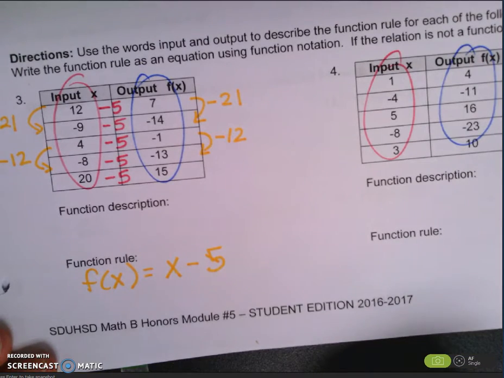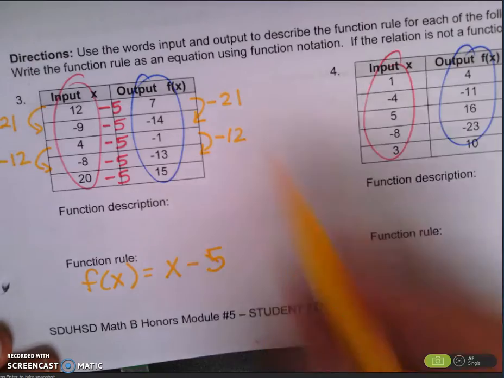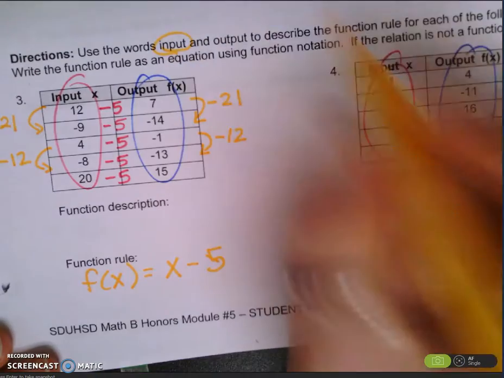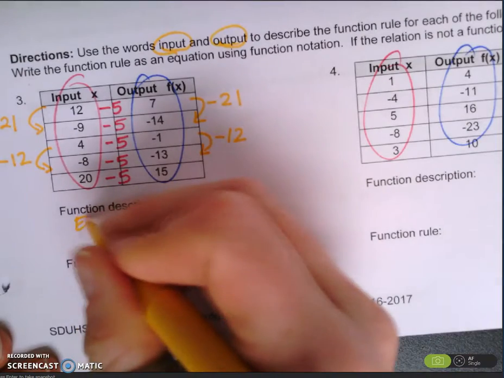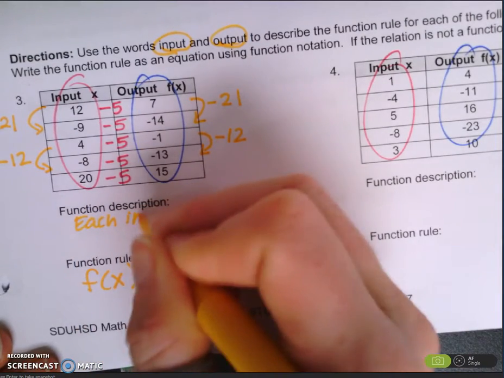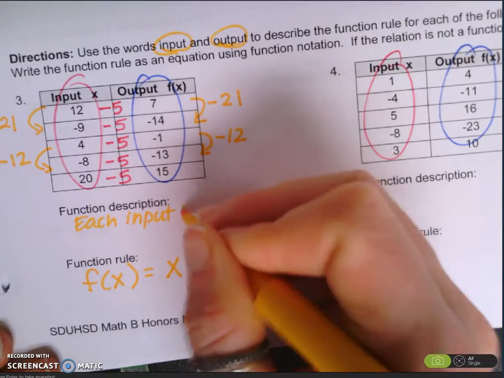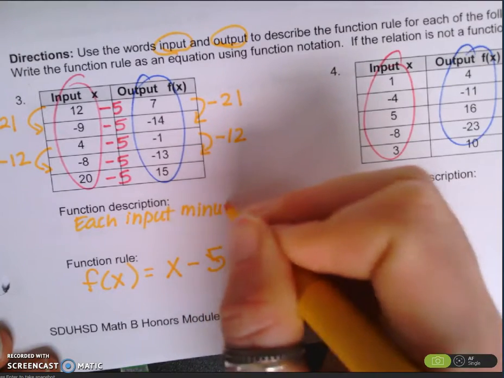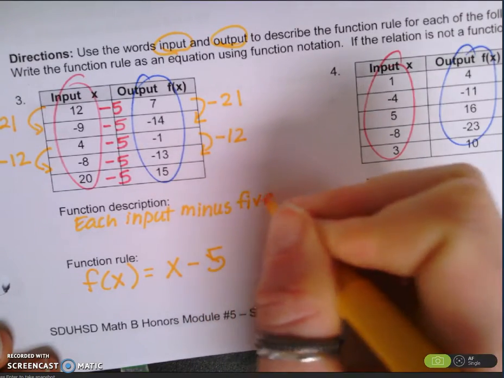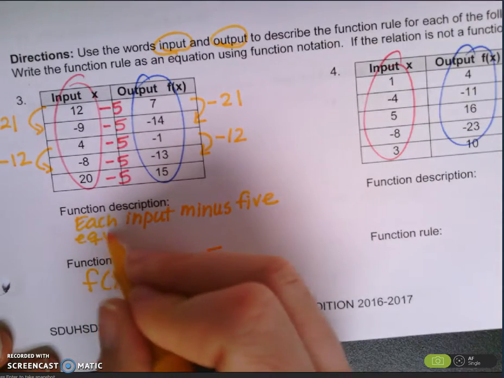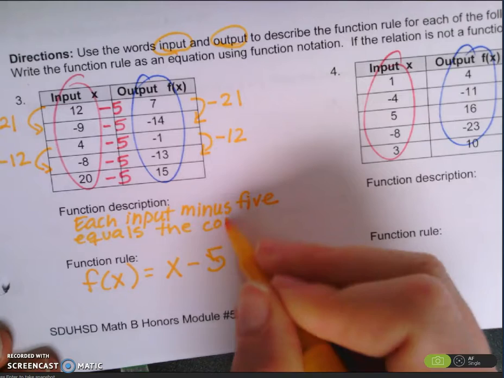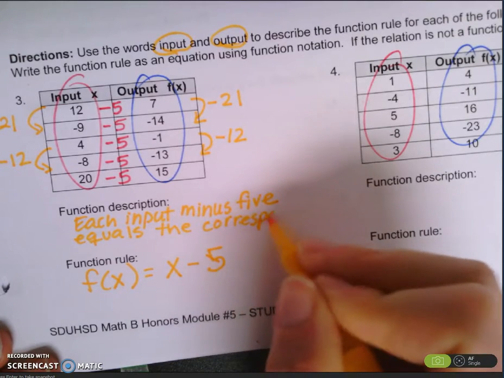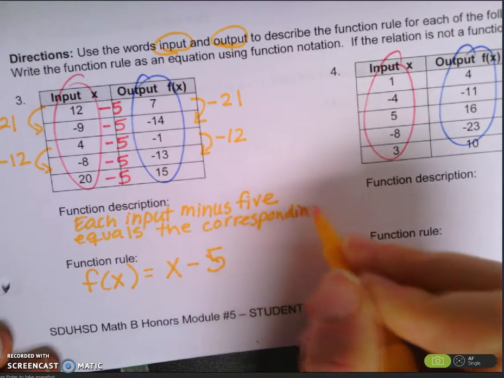So let's see the function description using words, and we have to use the words input and output. Each input minus 5 equals the corresponding output.